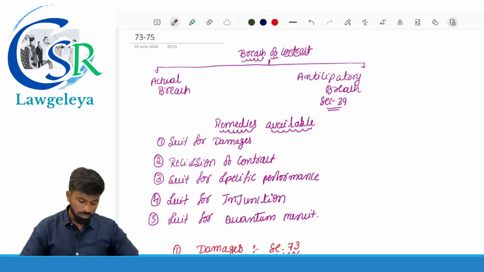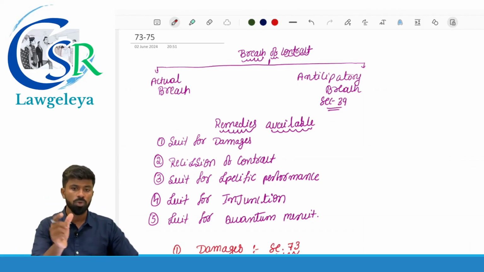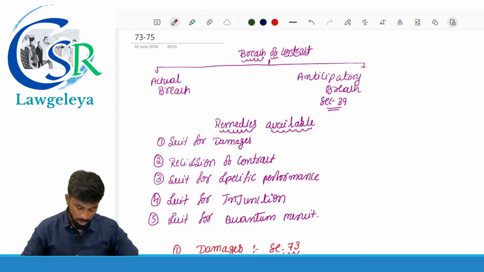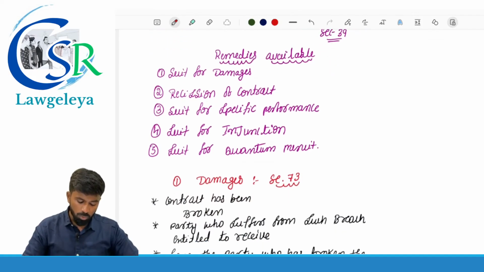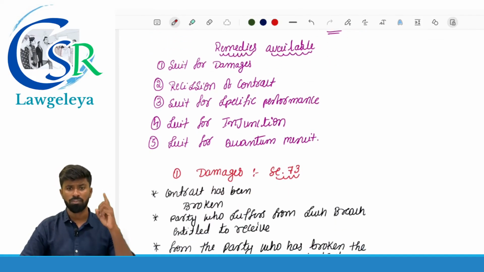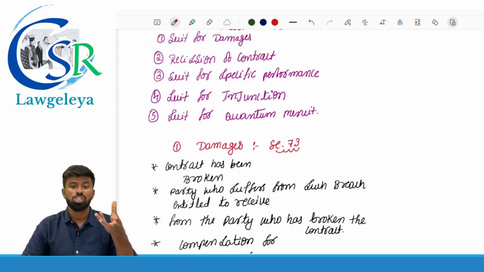39. Breach of contract can be actual breach, which happens while performing the contract or on the due date of performance. Anticipatory, before the due date, called as what? Anticipatory breach of contract. In case of breach of contract, what is the remedy available to the other parties? Remedies available. What is the first one? You can file a suit for what? Damages, compensation. Second one, cancellation of contract. Third one, specific performance. Fourth one, injunction. And the fifth one, quantum meruit.